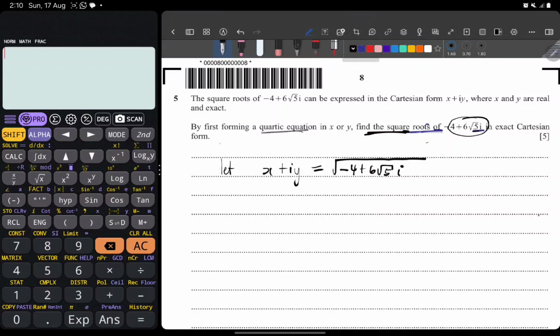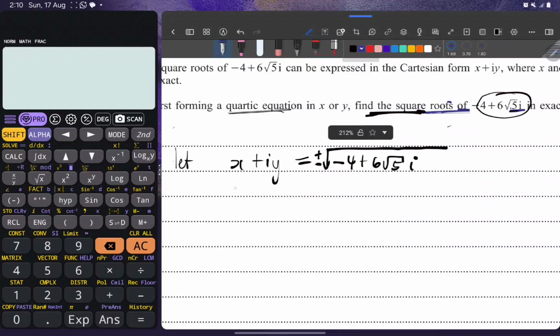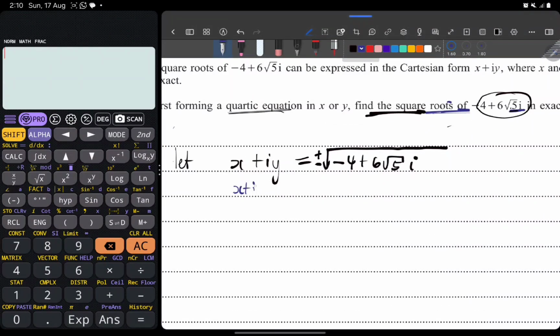This is how you start. You create a complex thing and you make it be equal to the square root of the thing you want. And remember, square root has plus or minus. You make it equal to the square root because you want to find the square root. So the complex solution is going to be equal to the square root. Now what do we do? We always take the square root to the other side. It becomes squared. So now what are we going to write? We're going to write x plus iy, all squared, will be equal to minus 4 plus 6 root 5i.